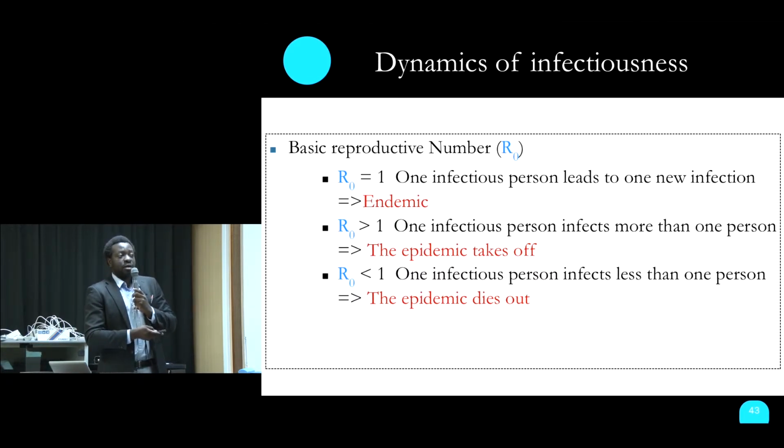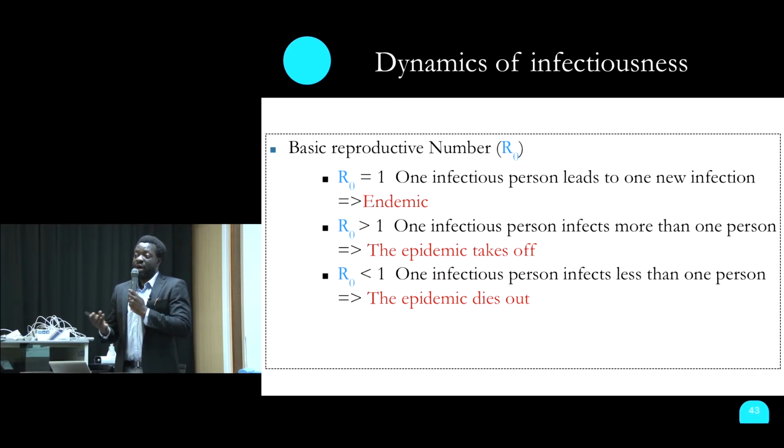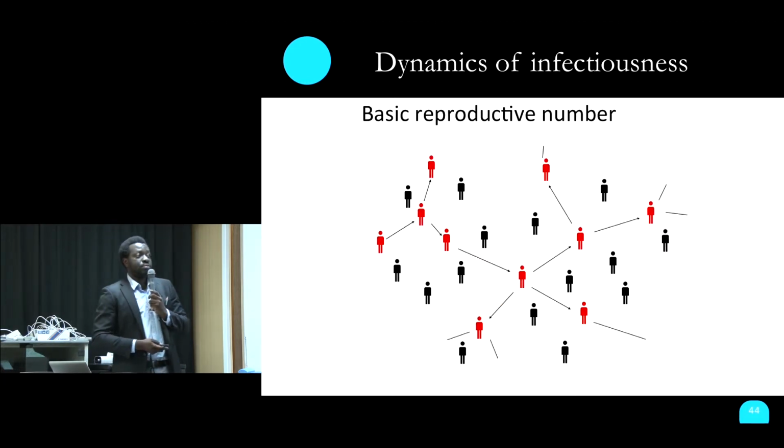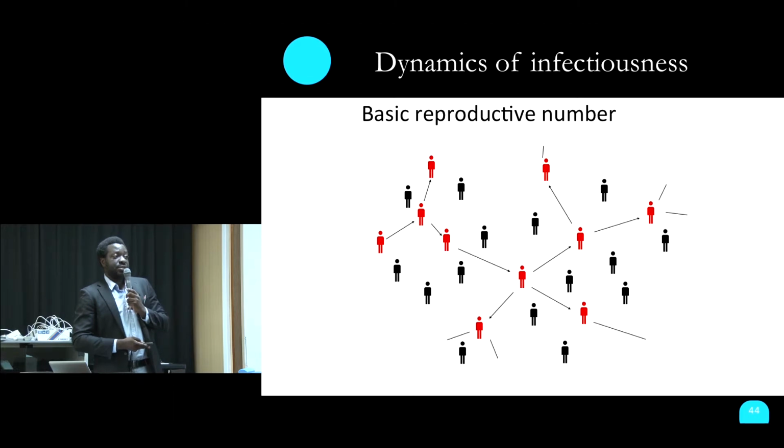Then when R naught is less than 1, one infectious person transmits to less than 1 person. So we have a possibility of seeing the epidemic dying off. How do we measure that?